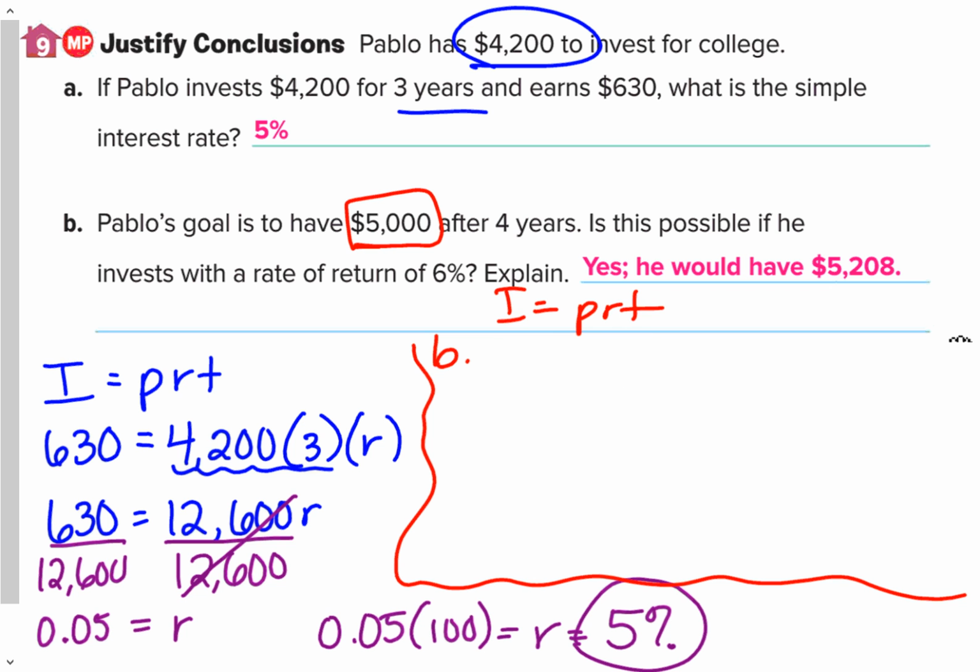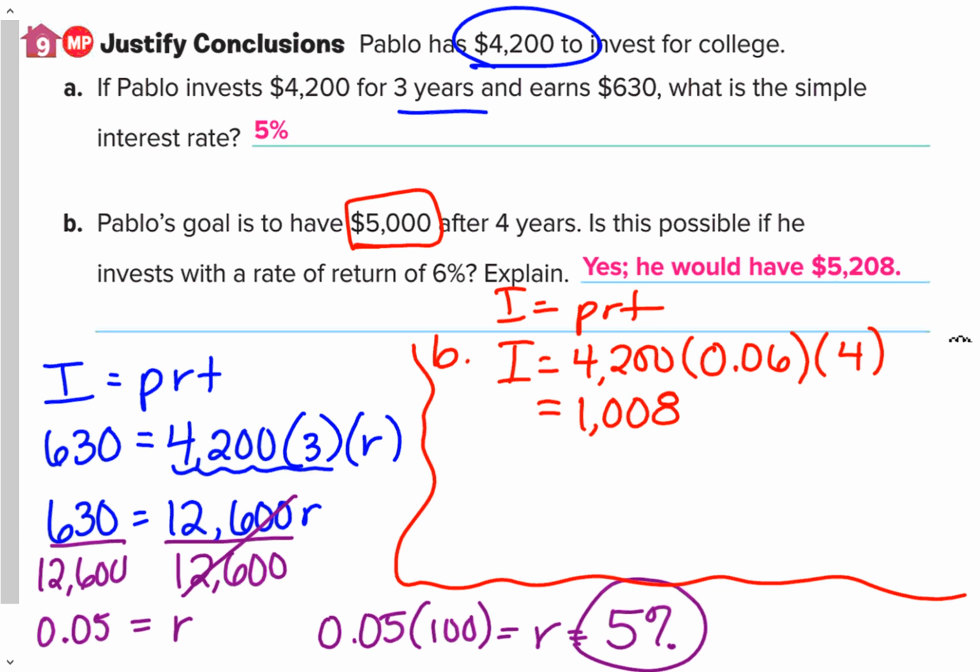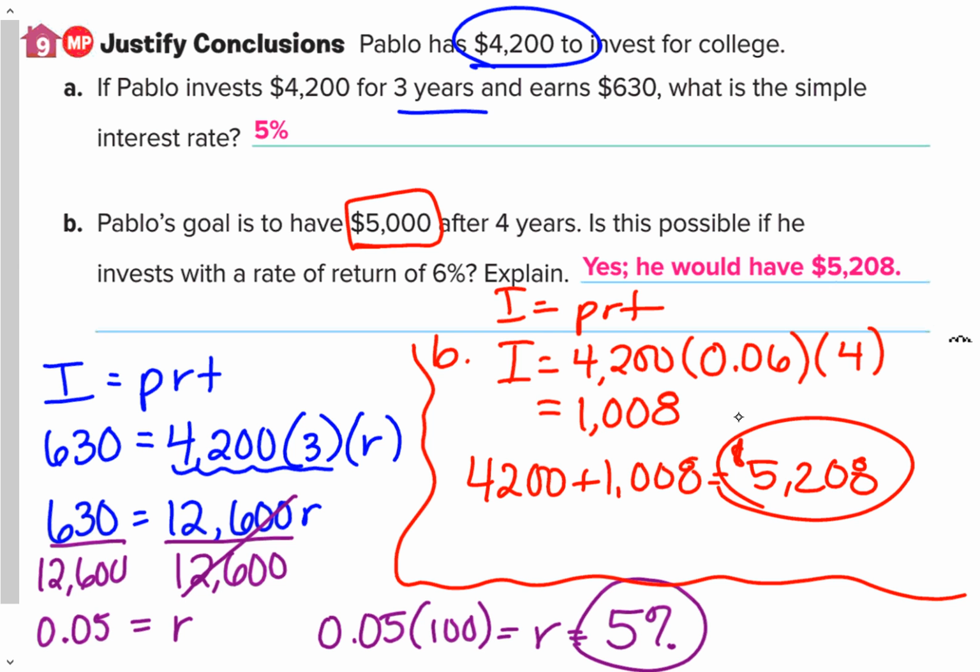Our interest is something we don't know yet. Our principal is 4,200. Our percent is 6%, so it's 0.06. And then our time is 4 years. So we're going to multiply all this together. We're going to get $1,008. So now we have to see what is 4,200 plus 1,008. That's going to equal 5,208. So if his goal was to reach 5,000, he definitely reaches that goal.